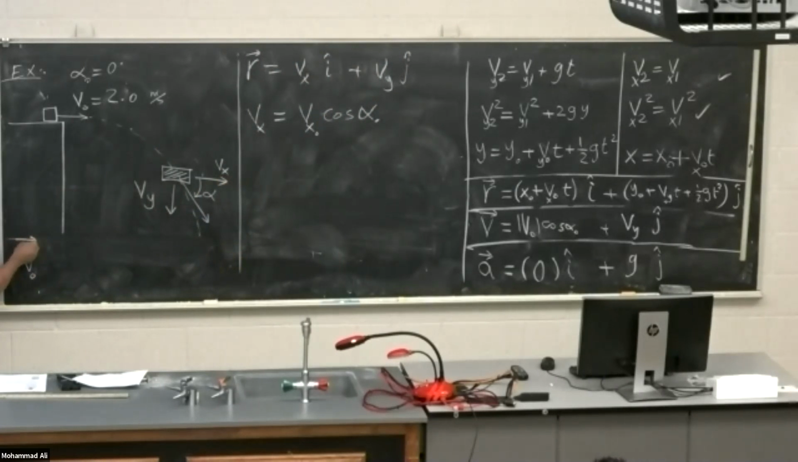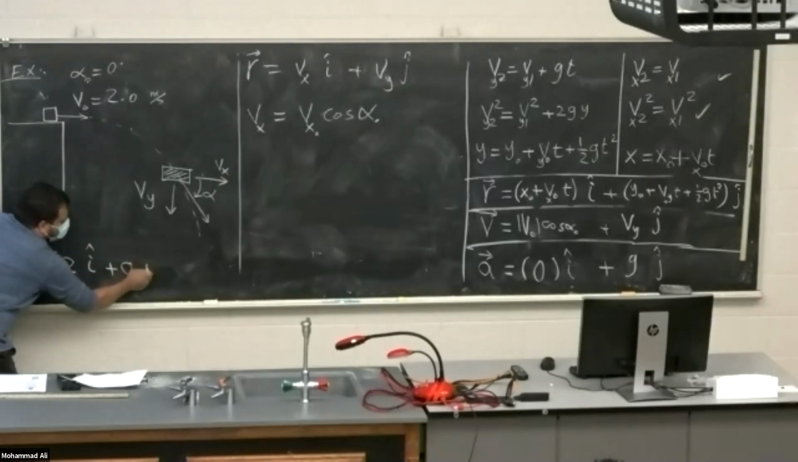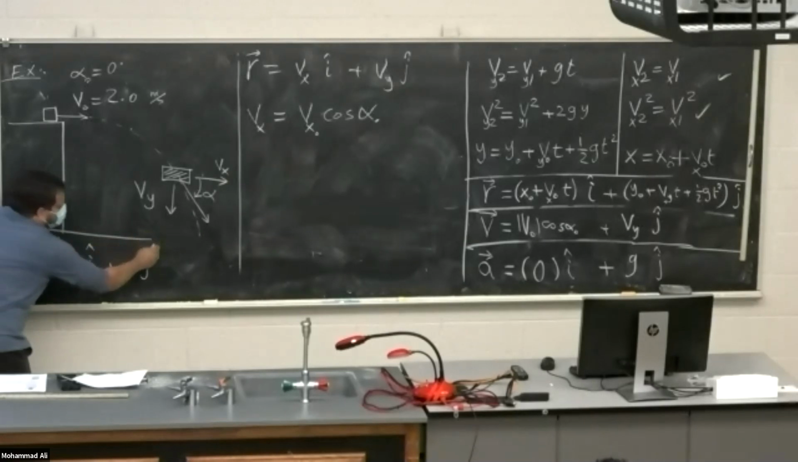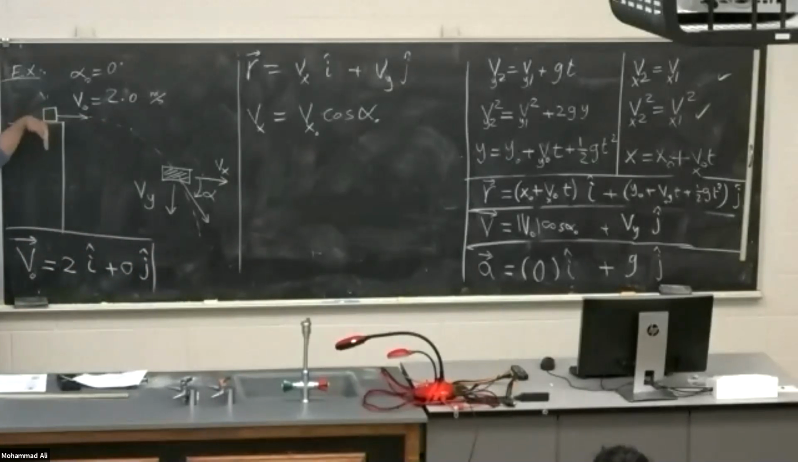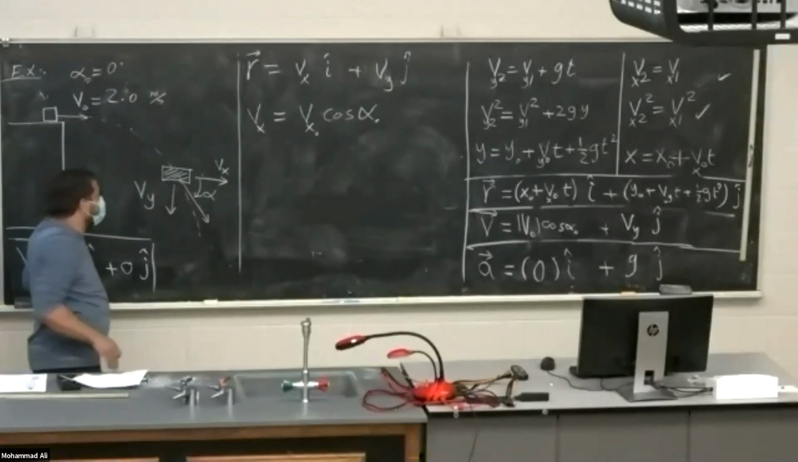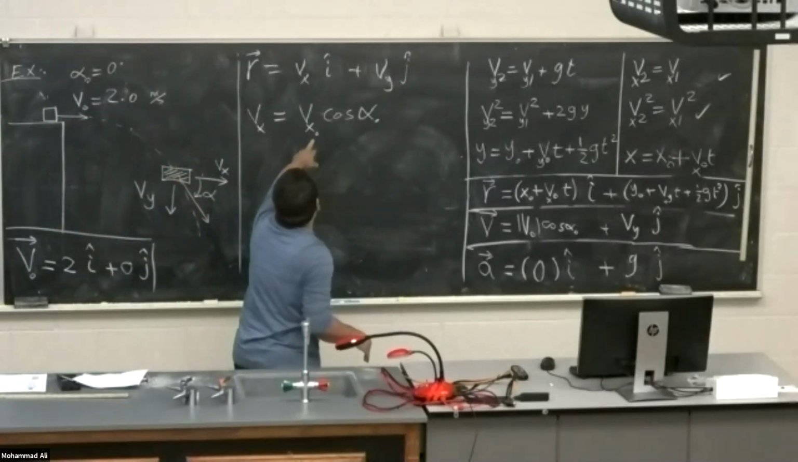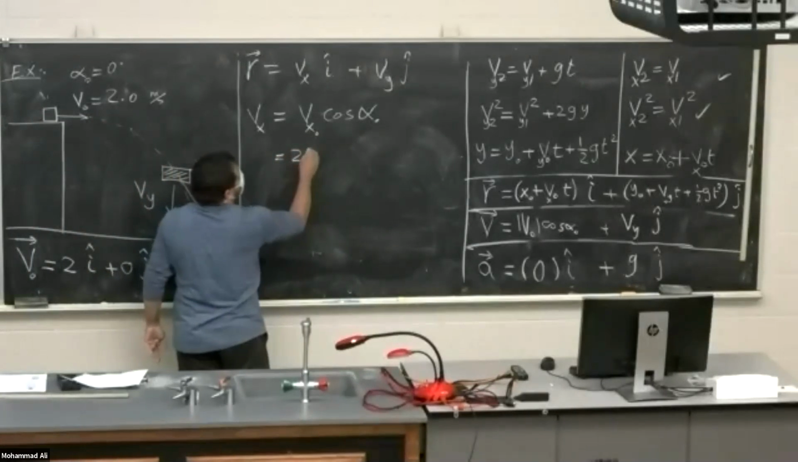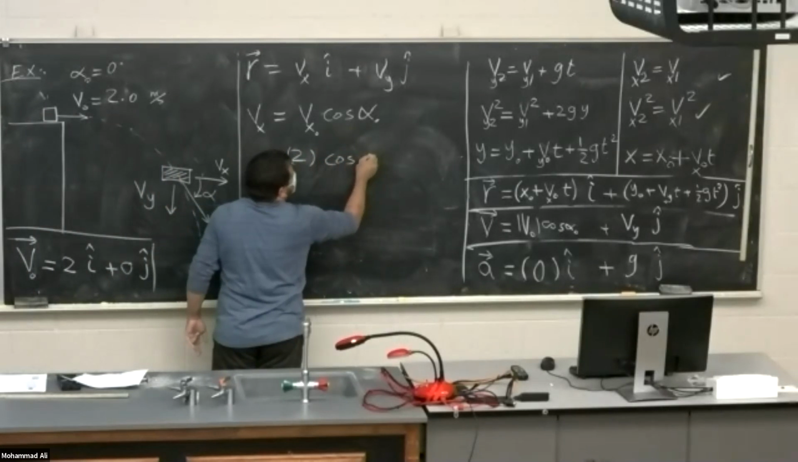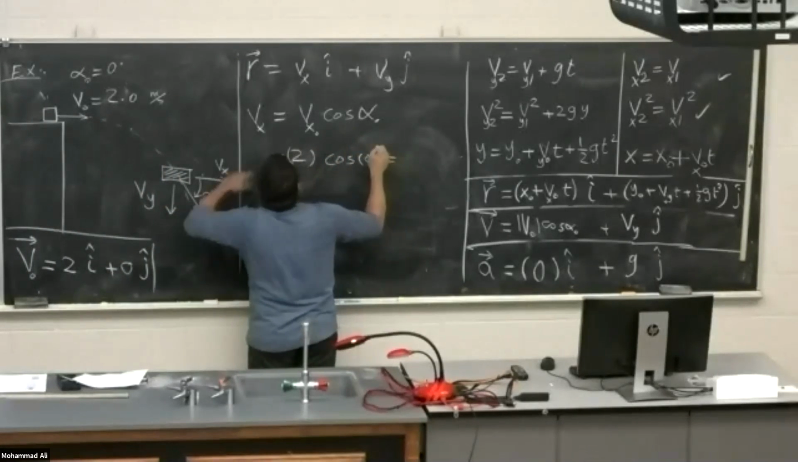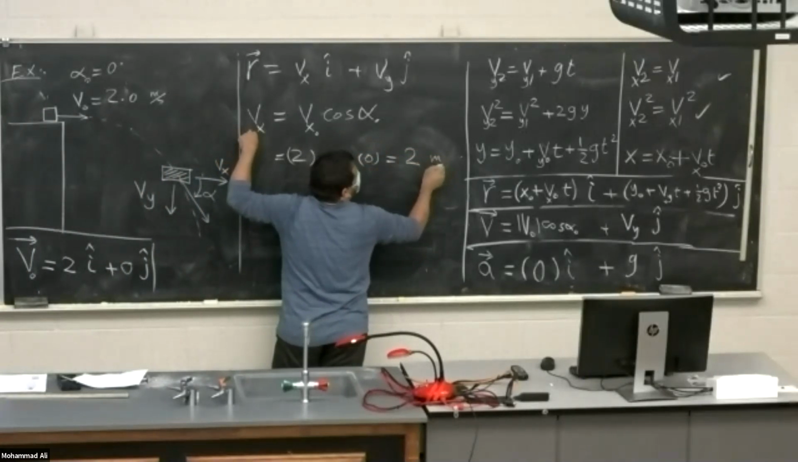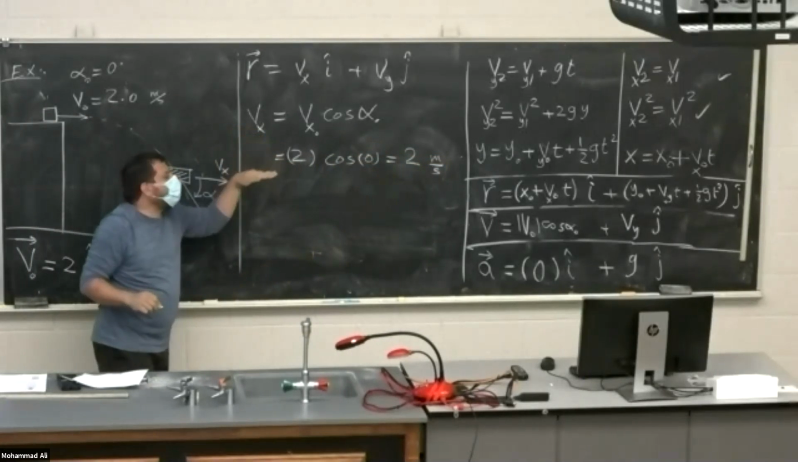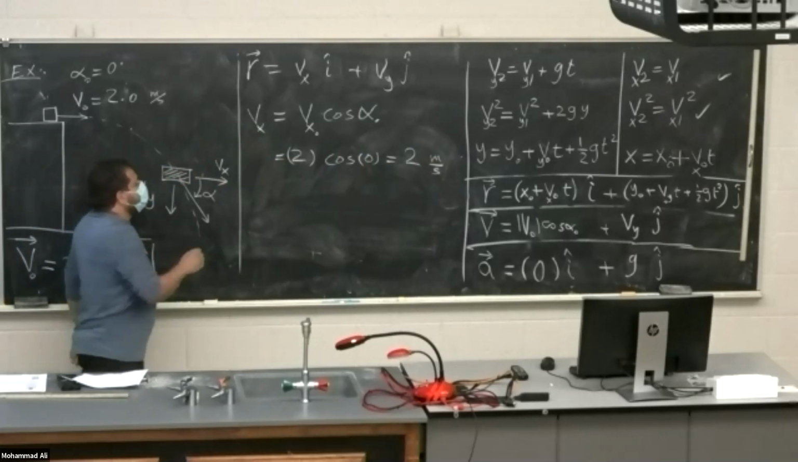V naught is 2 in I direction plus 0 in J direction because it is horizontal. There is no component in Y direction, right? This we know as a vector. And alpha is 0. Okay, Vx naught is 2. Cosine 0 is 1. So our Vx is equal to 2 meters per second, always. There is no friction force in this direction.